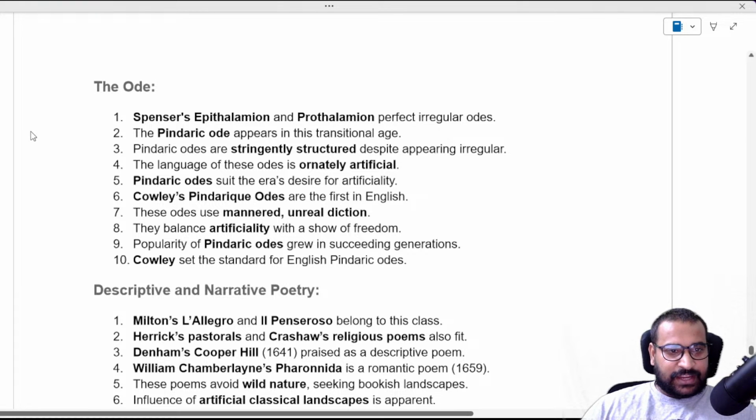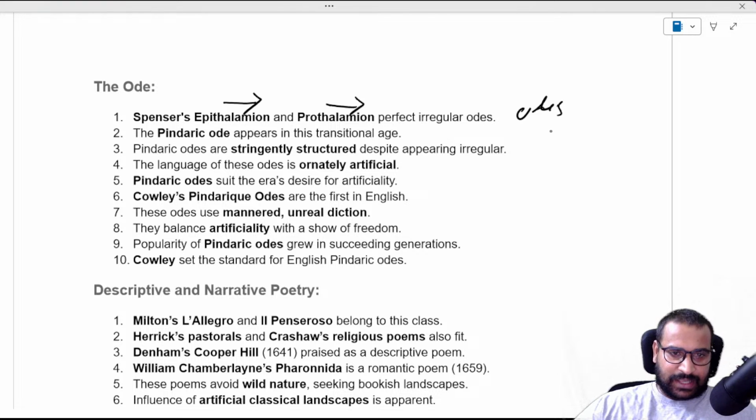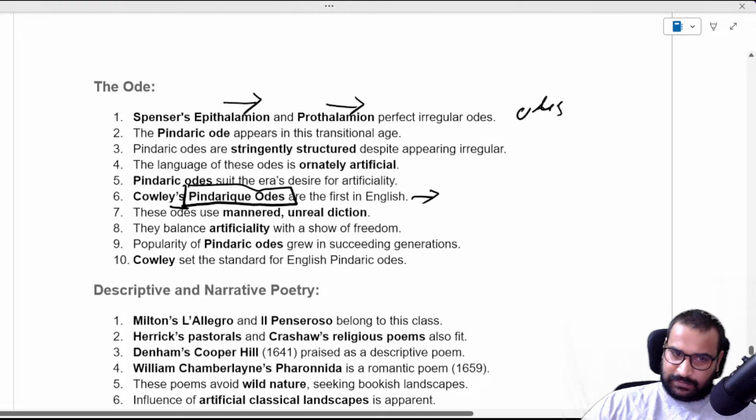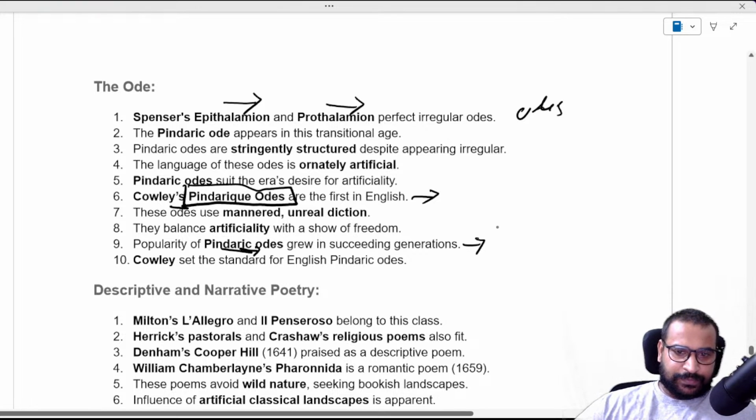Then we have some of the odes. Late Spenserian poems like Epithalamion and Prothalamion all use what? Irregular odes. When this word odes comes, you should remember that in Milton's age, we have Cowley who uses Pindaric odes. They have asked questions based on that numerous times. Pindaric odes grew a little bit more, and most of the poets started using them.